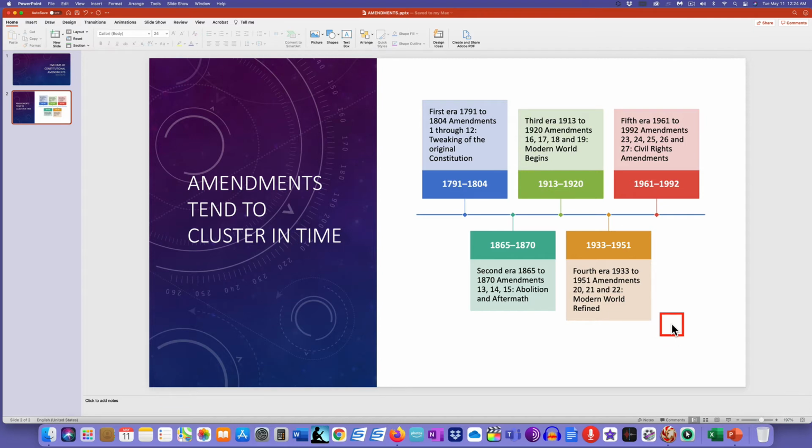Roosevelt was elected president in November of 1932, but he would not be inaugurated until March of 1933. So an amendment was quickly written and quickly ratified in 1933 to allow president to take office on January 20th.